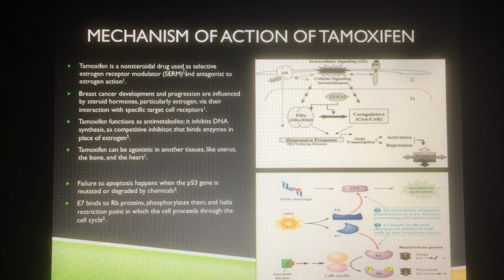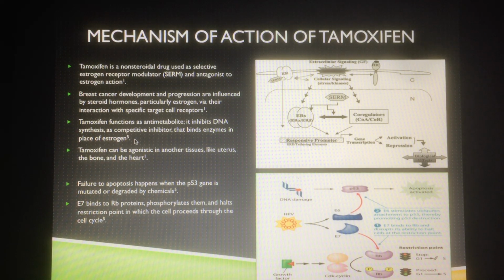Tamoxifen is a non-steroidal drug used as a selective estrogen receptor modulator, called SERM, and an antagonist to estrogen action. Breast cancer development and progression are influenced by steroid hormones, particularly estrogen, via their interaction with specific target receptors, in this case estrogen receptors. Tamoxifen functions as an antimetabolite. It inhibits DNA synthesis as a competitive inhibitor that binds enzymes in place of estrogen.